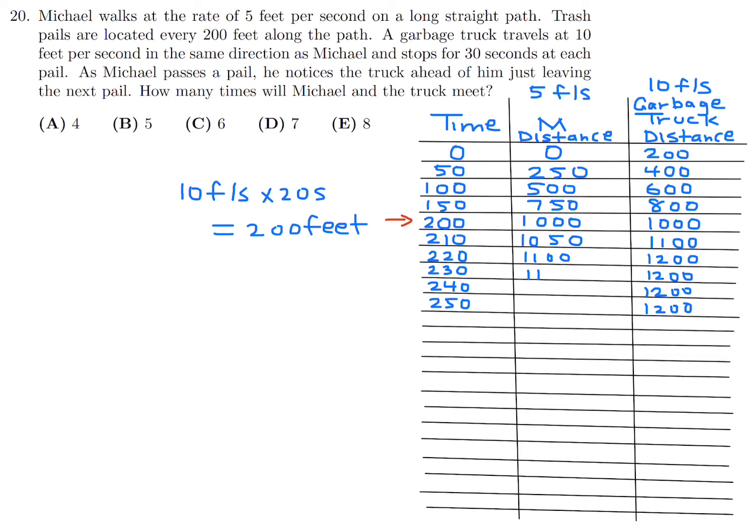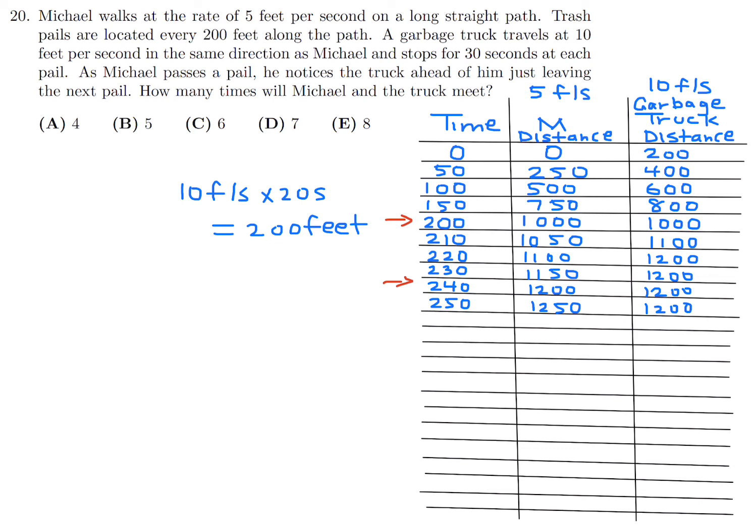But Michael keeps moving. So he's going to be at 1150, 1200, like that. Well, before I keep going, they meet right there. See how they match up there and they match up here. All right, great. So we got 2 so far. Michael keeps going. Now he's at 250. Michael is now ahead of the garbage truck. I believe that's the first time that Michael's been ahead of the garbage truck, perhaps, I think.